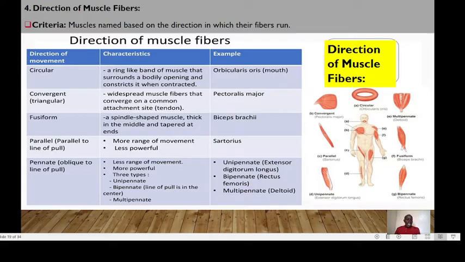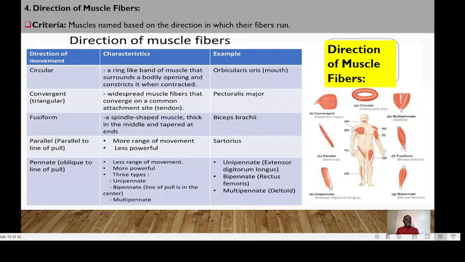The fourth criteria is the direction of the muscle fibers. Muscles are named based on the direction in which their fibers run. So we could have circular muscle, convergent, fusiform, parallel, and pinnate. The circular muscles are ring-like bands of muscles that surround a bodily opening and constrict it when contracted. A good example is the orbicularis oculi around the eye and the orbicularis oris in the mouth.